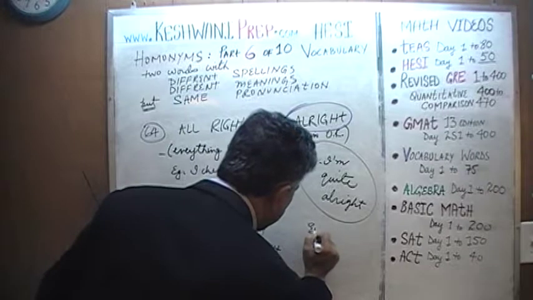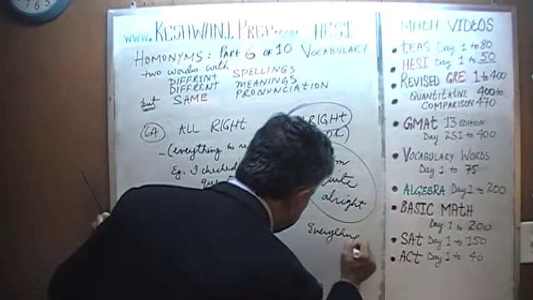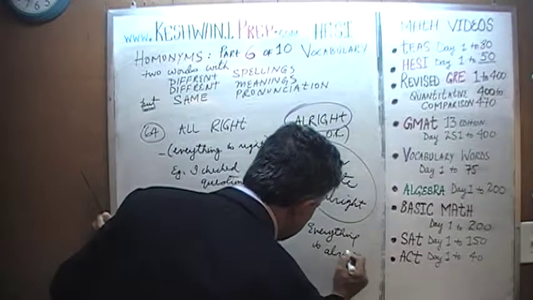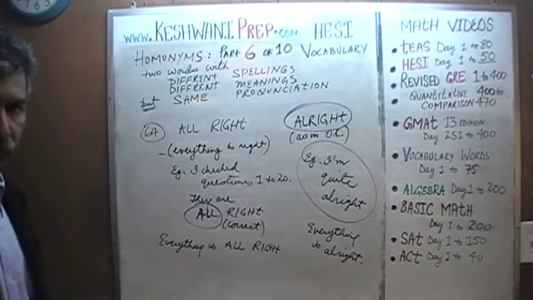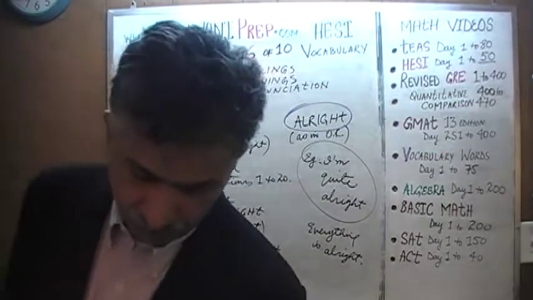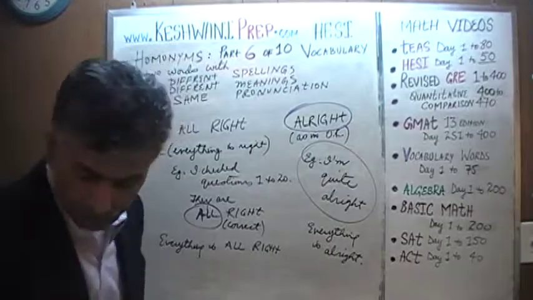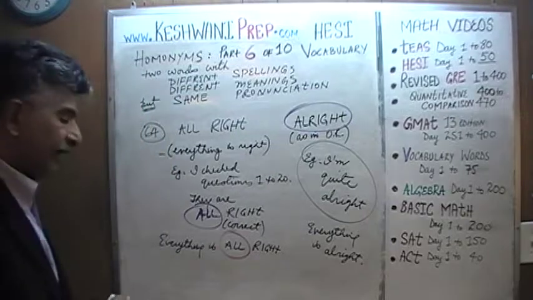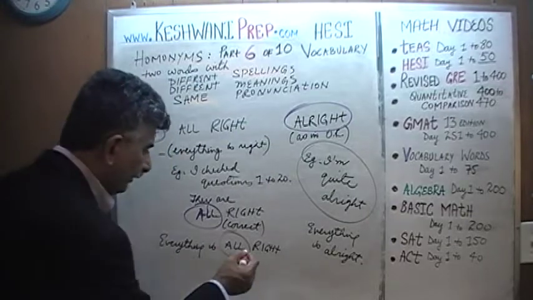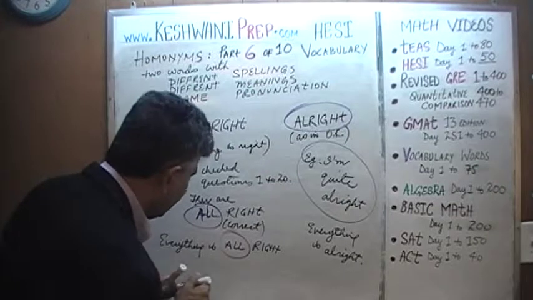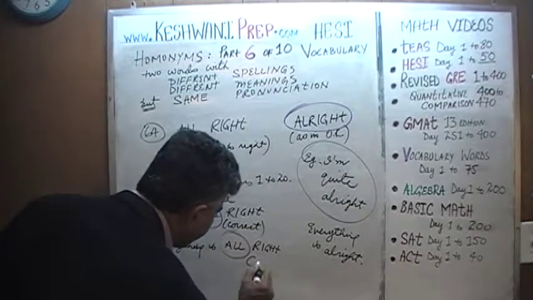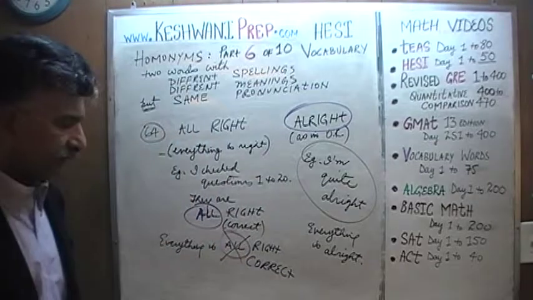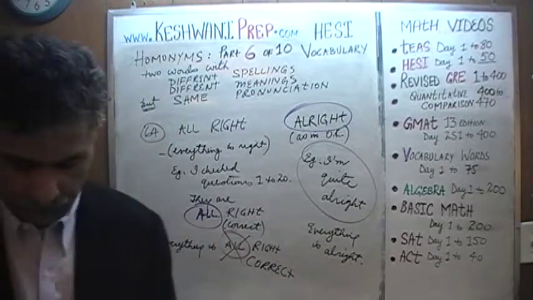Or everything is all right. These are two different sentences. They have two different meanings. When you say everything is all right, what you're saying is everything is correct. We don't need this here. What you're saying here is that everything is correct.